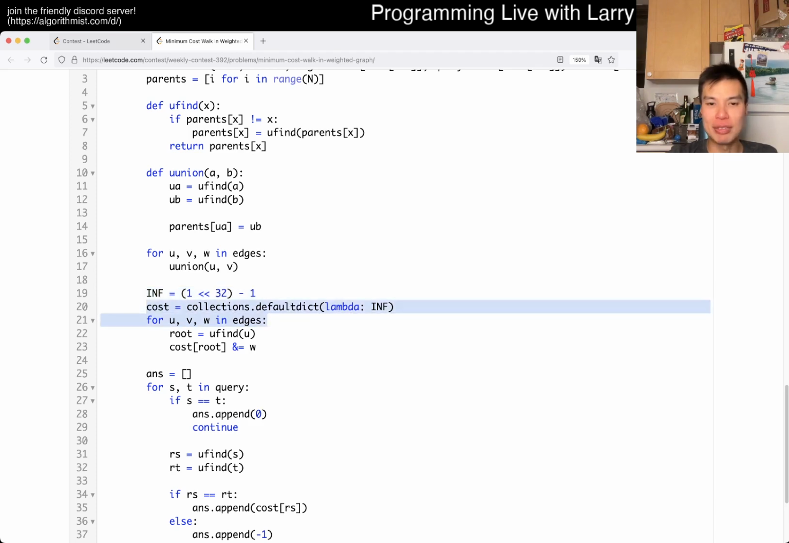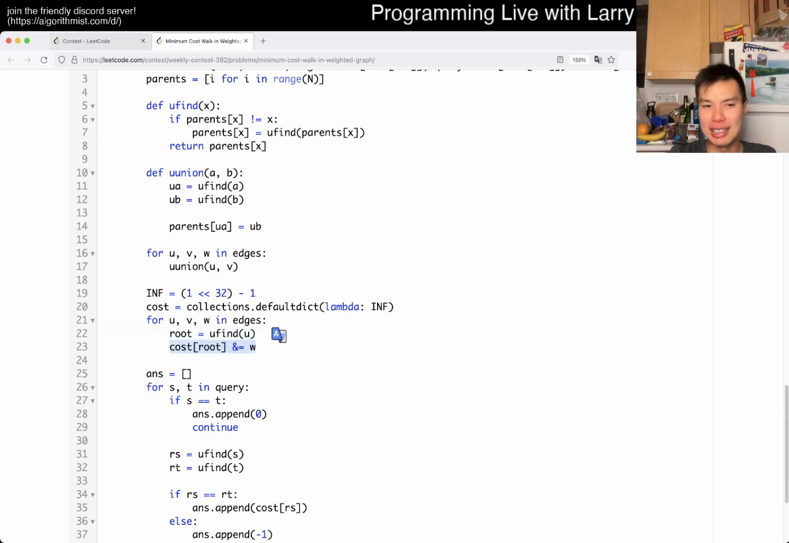I have a cost for the component, and here for every U, V, W in edges, we know that we already union these, right? Just to be clear. So in the second loop around, we could get the root by getting the union find of U, which is the same as V because they are the same component. And then we just get that cost, and then we bitwise AND with W.